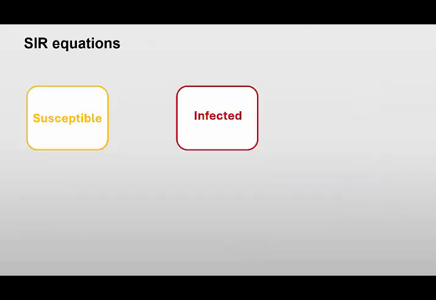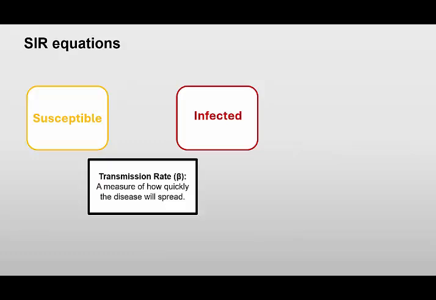Now let's discuss the equations used to determine how many people will move from one group to the next. The transmission rate measures how quickly people move from the susceptible to the infected groups. We use the Greek letter beta to represent this rate. The formula for determining the number of susceptible people that will move to the infected group the following day is beta times S times I divided by N.